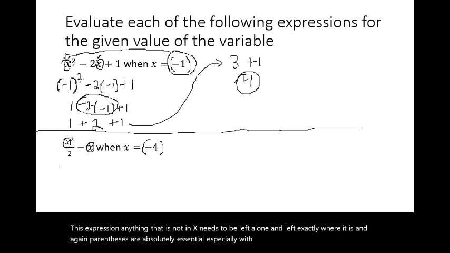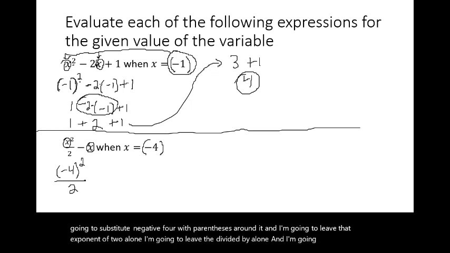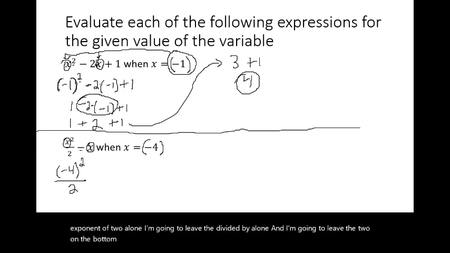So in place of this x, I'm going to substitute -4 with parentheses around it, and I'm going to leave that exponent of 2 alone. I'm going to leave the divided by alone, and I'm going to leave the 2 on the bottom alone. I'm going to leave this subtraction that's right there alone. And then in place of this x, I'm going to replace it with -4.